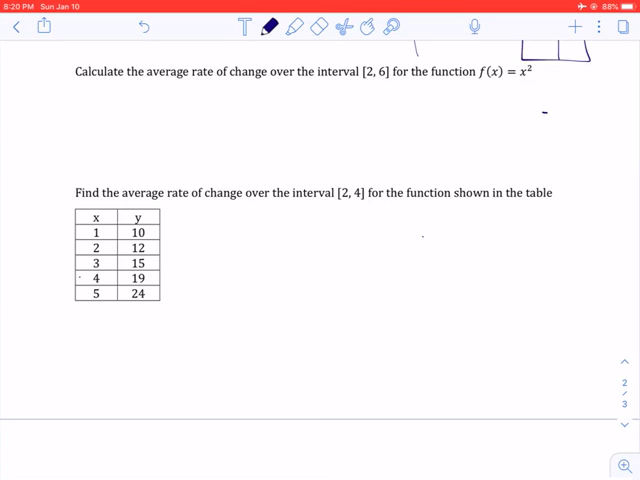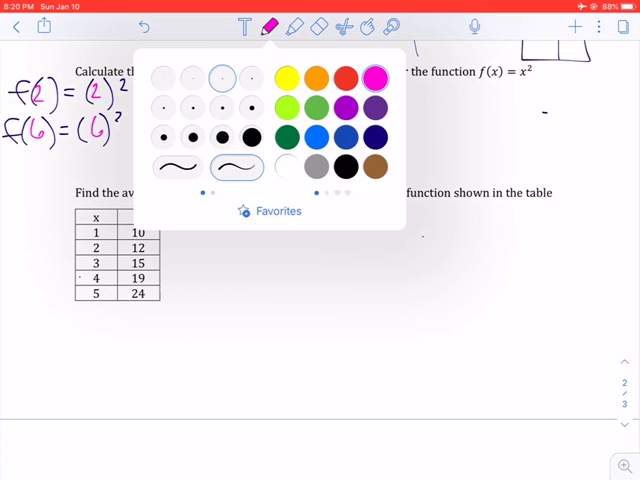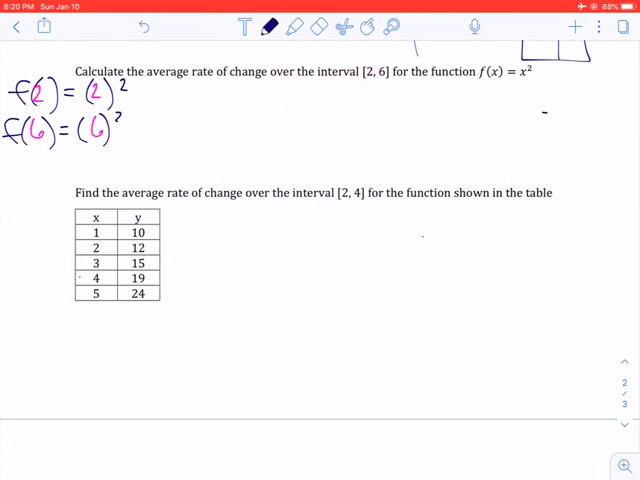Okay, I'm evaluating. The cool thing about function notation is it tells you exactly what number you're substituting in. I'm substituting first in a 2 and then a 6. 2 times itself is 4, so this would be the point (2, 4). 6 multiplied by itself is 36. This is the point (6, 36).